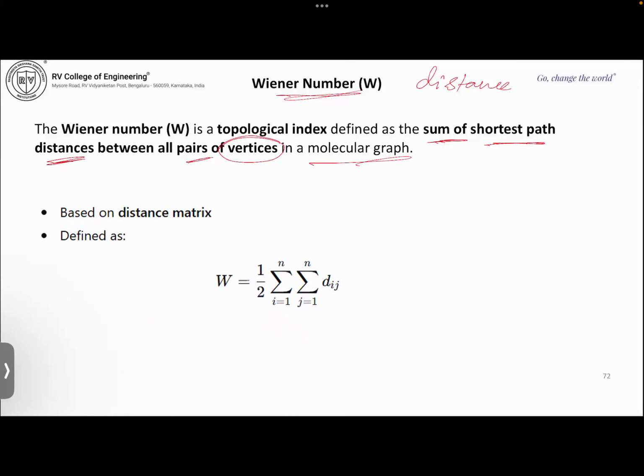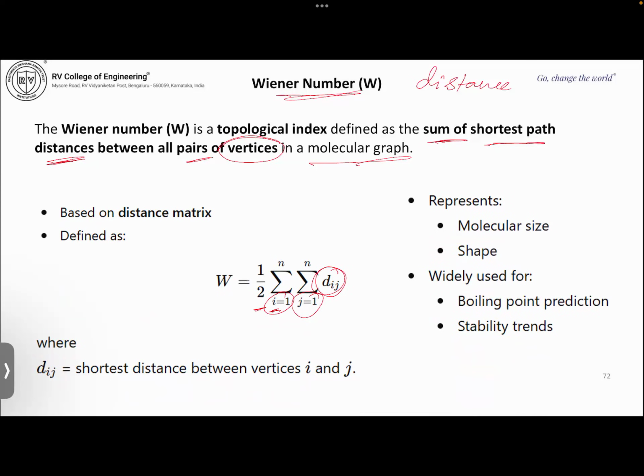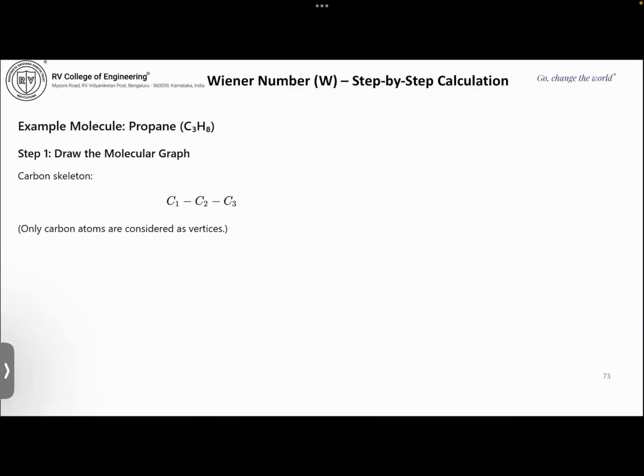The formula for the calculation is this one, W equals half into sigma d_ij, where i and j are the vertices, and d_ij is the shortest distance between vertices i and j. This Wiener number represents the molecular size and shape, and it is widely used for boiling point prediction and stability trends. So let us understand the step-by-step calculation of the Wiener index.